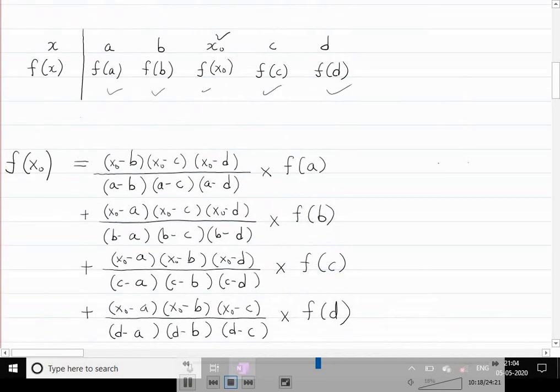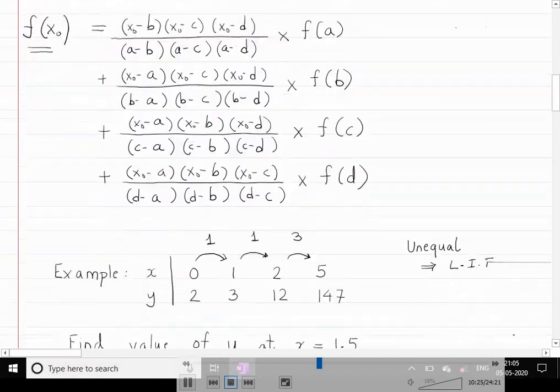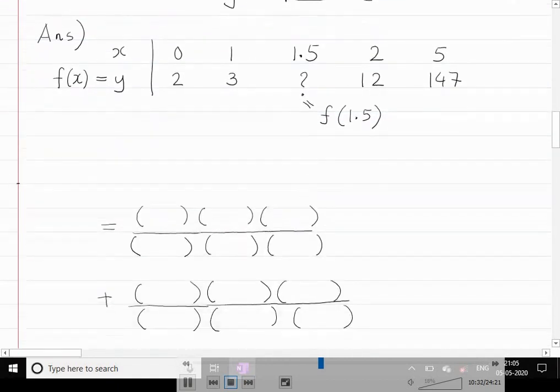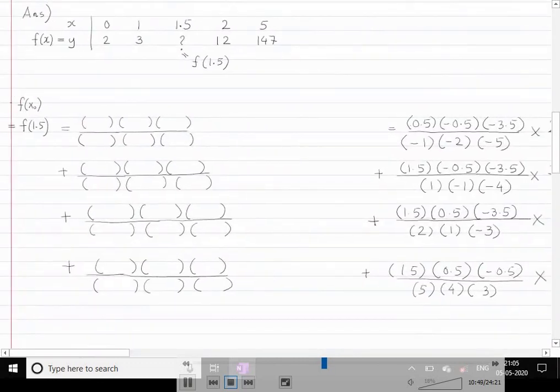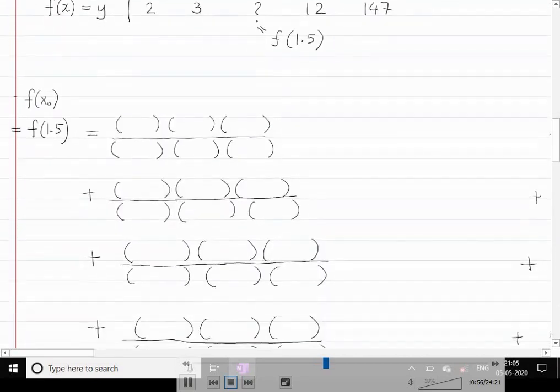Let us see what it was telling us, because f of x naught is equal to this particular formula. In my situation, x naught is 1.5, so I will have f of x naught, which is f of 1.5, equal to that formula. If I recall that formula, we will get that. First of all, I will multiply those numbers 2, 3, 12, and 147, which are f of a, f of b, f of c, f of d.